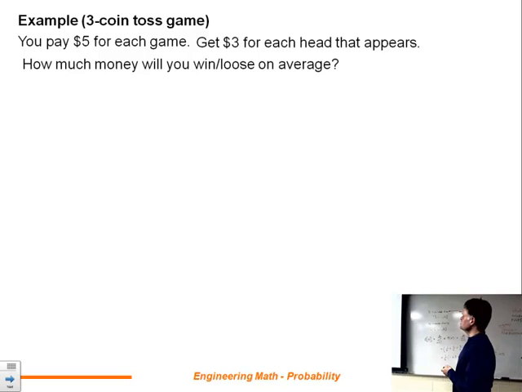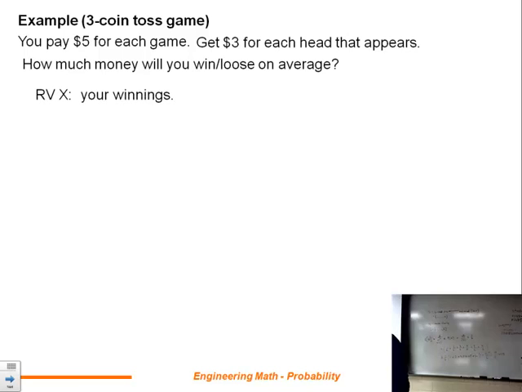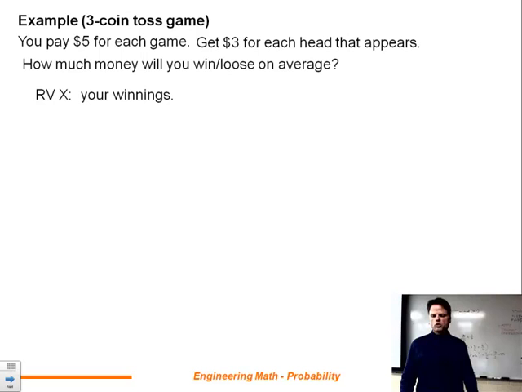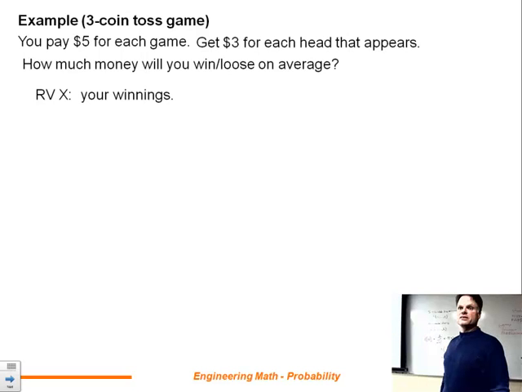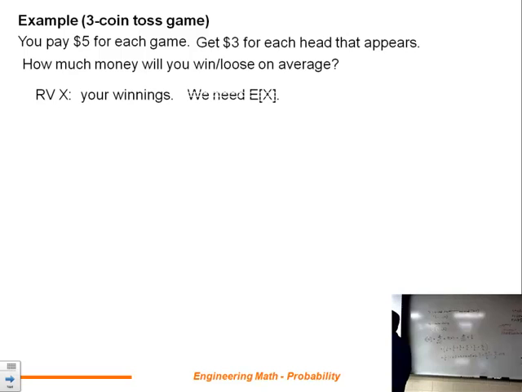So the way to answer this question is, how much money do you win or lose on average? If you do this many times, you're likely to win or lose the average amount times the number of times you play it. So, all right, here's the random variable. X will be your net winnings. So it's your winnings minus the overhead you pay up front, $5. We want to find the expected value of X.